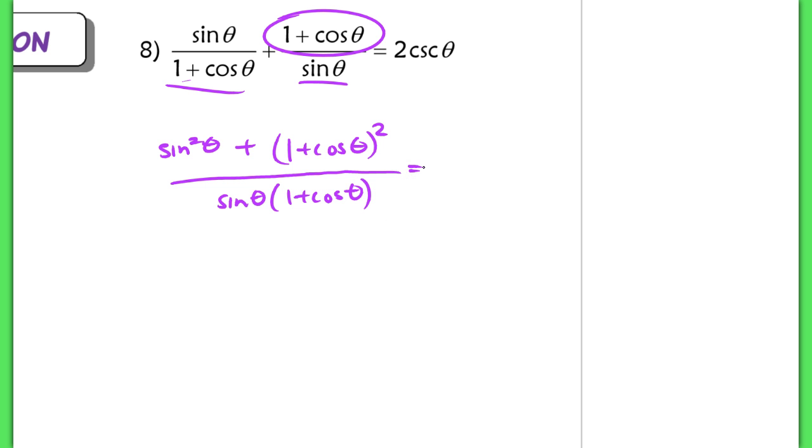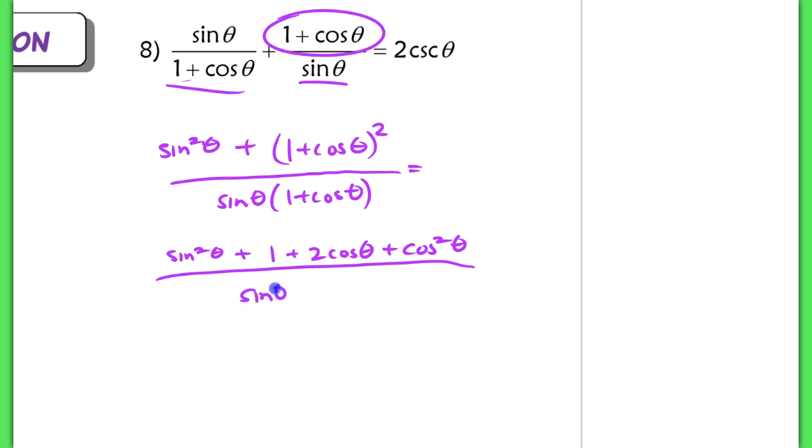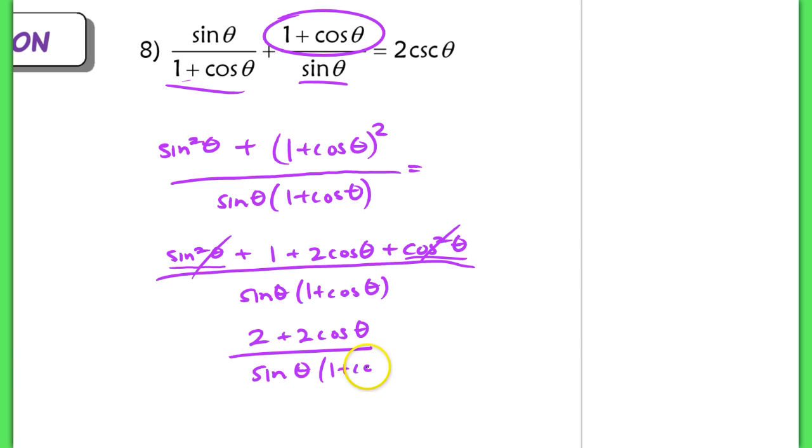Alright, so we're still working on the left-hand side here. Now, in the numerator, I have sine squared theta plus this I will FOIL, so I have 1 plus 2 times the cosine of theta and plus cosine squared theta. Okay, all over sine theta times 1 plus cosine theta. Alright. Now, in the numerator, I have sine squared theta with a cosine squared theta. So this will equal 1. So I have 1 plus this 1 here to give me 2 plus 2 cosine theta all over sine theta times 1 plus cosine theta.